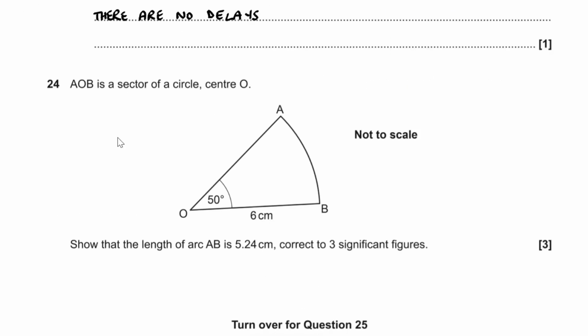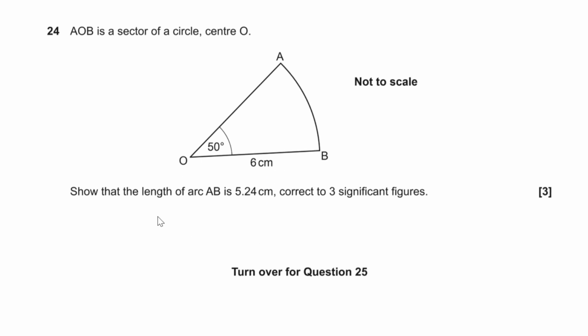Question 24. AOB is a sector of a circle with centre O. We see here we've got 50 degrees and our radius is 6 centimeters. We have to show that the arc length of AB is 5.24, correct to 3 significant figures.